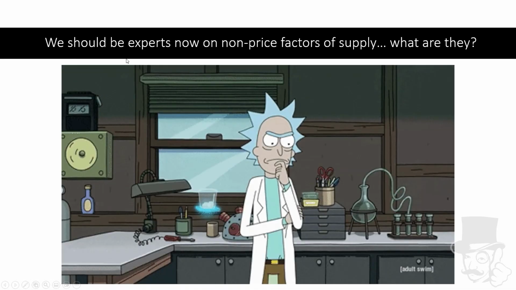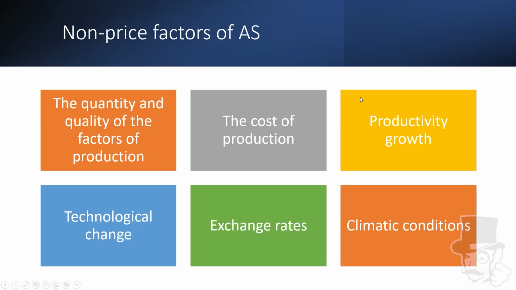So, we should be experts now on non-price factors of aggregate supply. What are they? This is key knowledge point number 2 right here. These are the 6: the quantity and quality of factors of production, the cost of production, productivity growth, technological change, exchange rate, and climatic conditions.